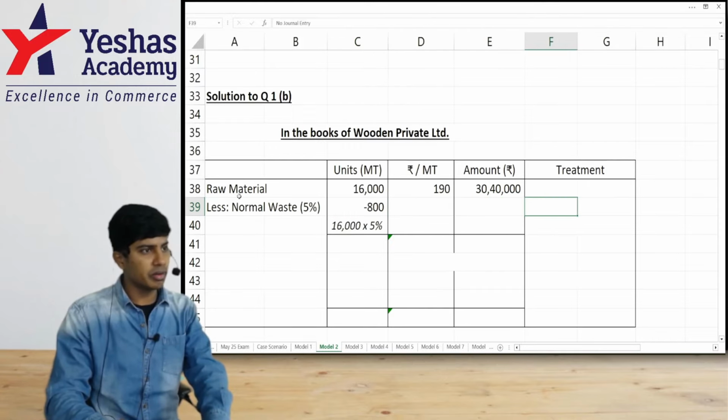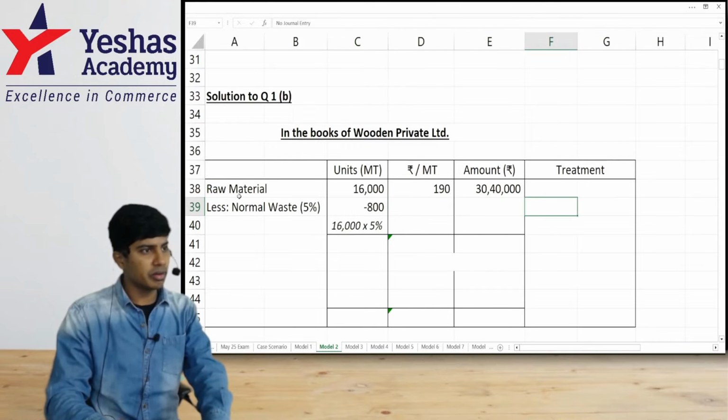If 30 lakh 40,000 is the cost of 15,200, how much is per metric ton cost? 30 lakh 40,000 by 15,200, which comes to 200. See, before this normal loss treatment, can I say per unit rate was 190? Now it has become 200. Hasn't it increased? That increased cost is because of normal loss. So that's what I was telling when I say per unit cost will increase.